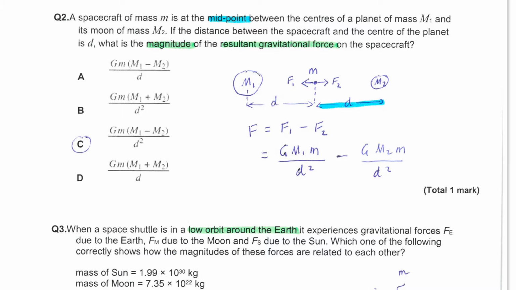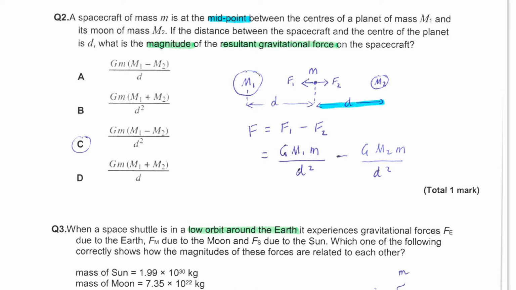Key point here, you're asked for the magnitude, so size only matters, of the resultant gravitational force. Key word here is resultant. Now, you could look at the options available to you and probably very quickly come to decide that it must be B or C because of the d squared on the bottom line.